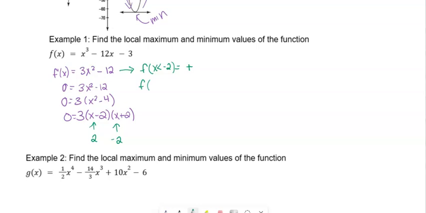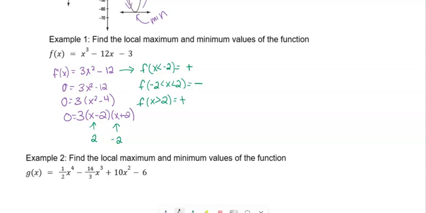Let's say x is greater than negative 2, but less than positive 2. Like, let's say it's 0. Well, that's going to give me 3 times 0 is 0, minus 12. That's going to give me a negative output. And let's say if x is greater than 2. So let's use 3 again, and that would also give me a positive output.